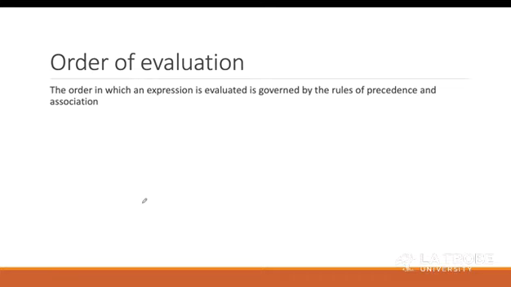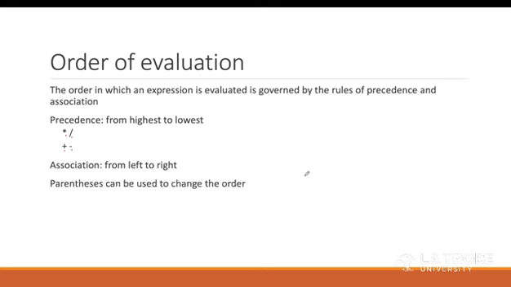Now, the order in which your expression is evaluated depends on two things: precedence and association. Precedence follows from highest to lowest. So multiplication has the highest precedence, then division, addition and subtraction. Association is from left to right. So if there is an expression that you need to evaluate, you need to start from left to right.